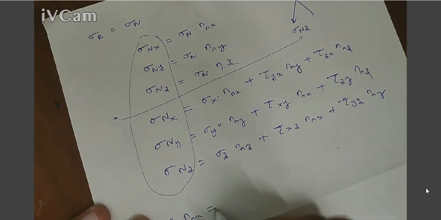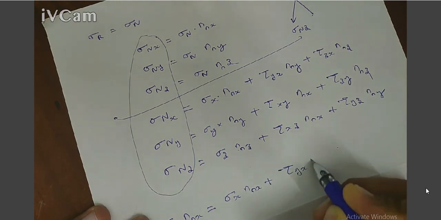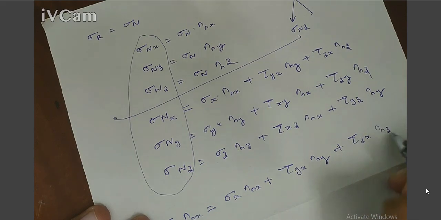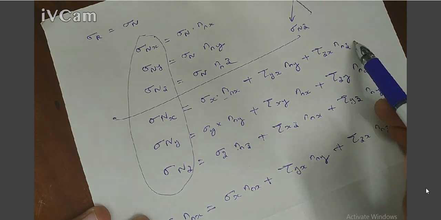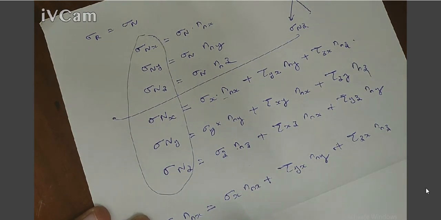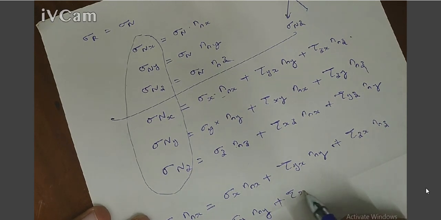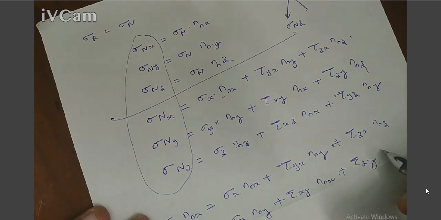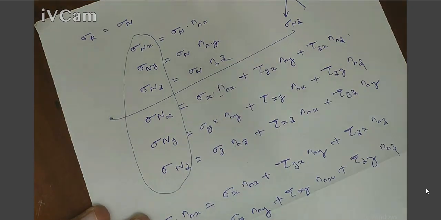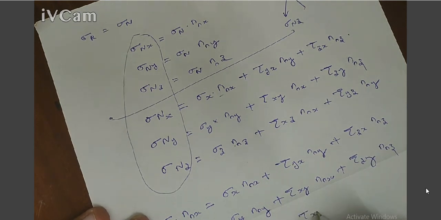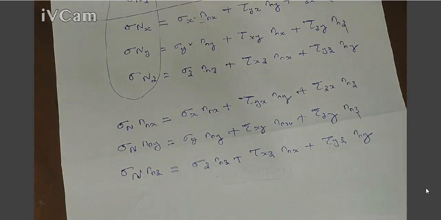So we can combine these two equations, that is, the right hand sides can be combined. That means sigma n nnx equals sigma x nnx plus tau yx nny plus tau zx nnz, the right hand side. Similarly, sigma n nny equals sigma y nny plus tau xy nnx plus tau zy nnz. Sigma n nnz equals sigma z nnz plus tau xz nnx plus tau yz nny. So we got this equation by combining the two equations.